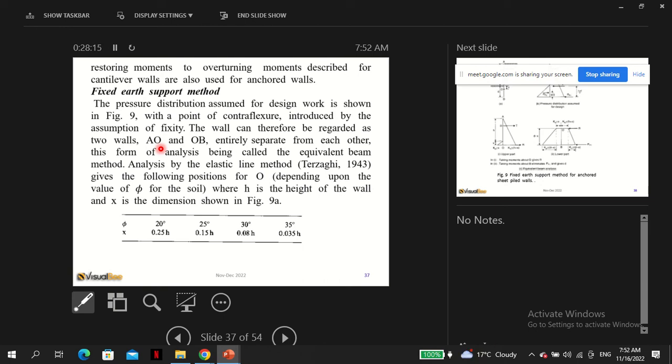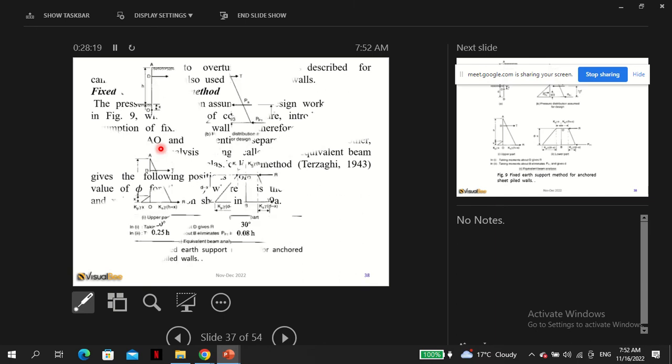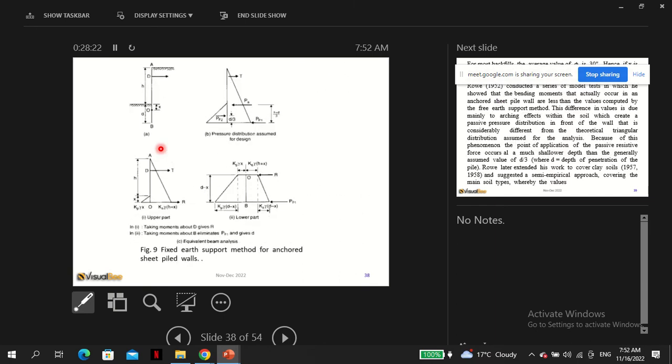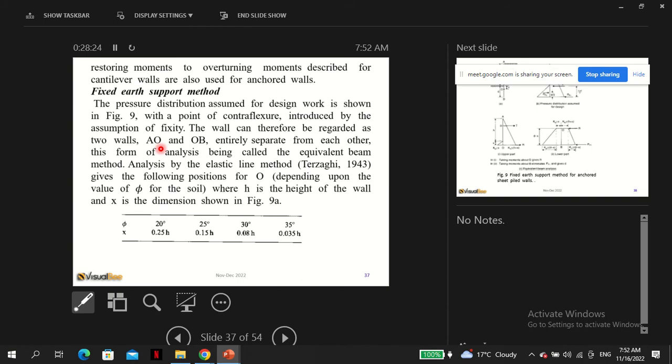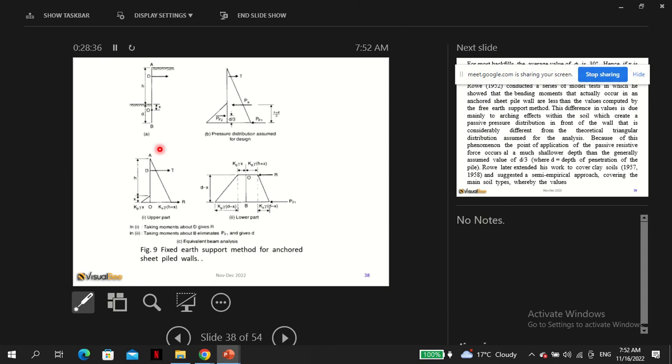Then there is the fixed earth method. The pressure distribution assumed for design work is shown in figure 9. With a point of contraflexure introduced by the assumption of fixity, the wall can therefore be regarded as two walls, AO and OB. So the wall can be considered as AO and OB.